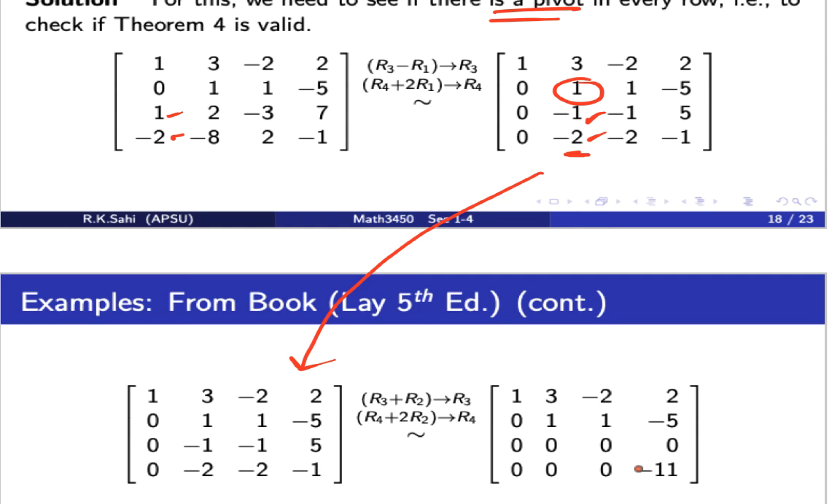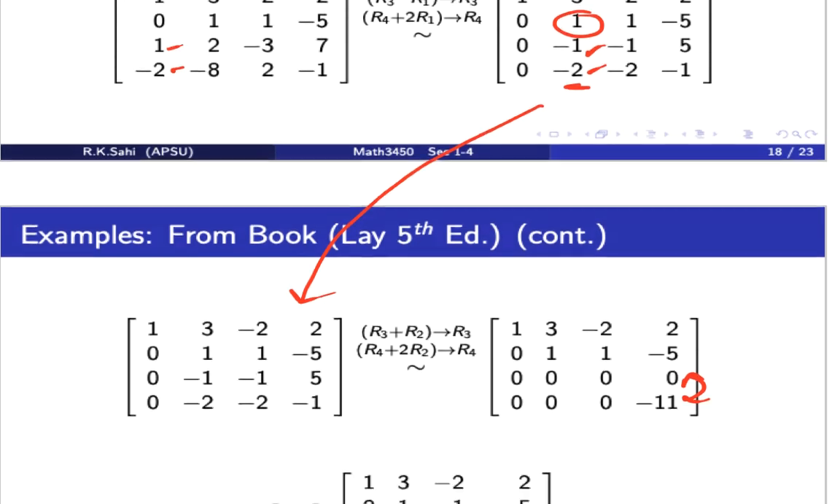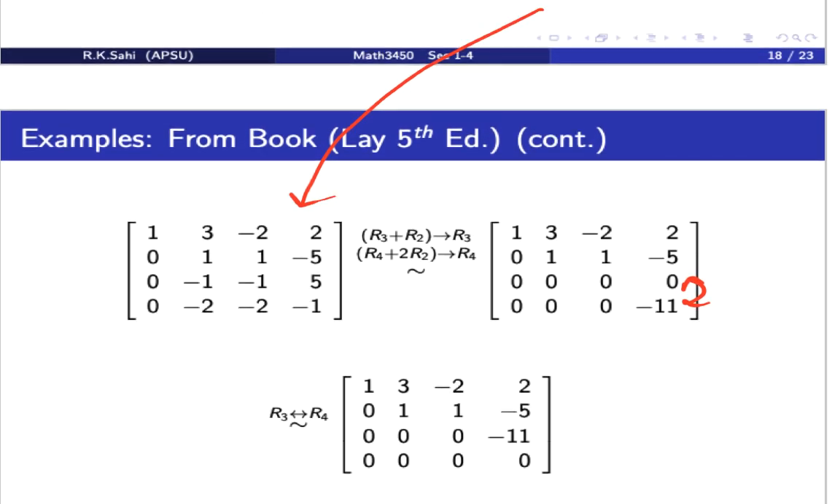Notice, it's not in the proper echelon form, because in an echelon form, all the zero rows have to be beneath the non-zero rows. So we will interchange these two rows. When we interchange these two rows, what do we get? Yes, we see an echelon form.